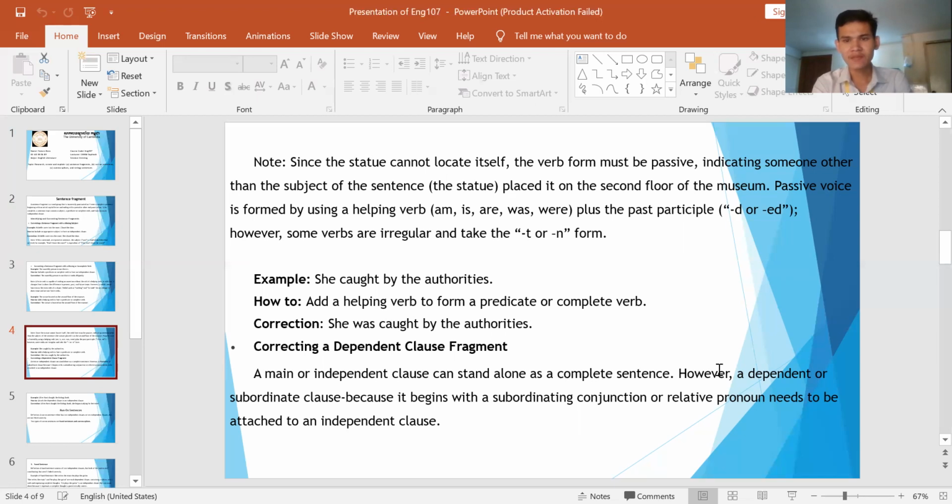However, a dependent or subordinate clause begins with a subordinating conjunction. As you know, subordinating conjunctions are such as however, until, unless, or although. When the sentence starts with those, it cannot stand alone. It stands behind or in front of the independent clause. Or a relative pronoun. Relative pronouns such as which, where, who. When it is a relative pronoun, it needs to be attached to an independent clause.